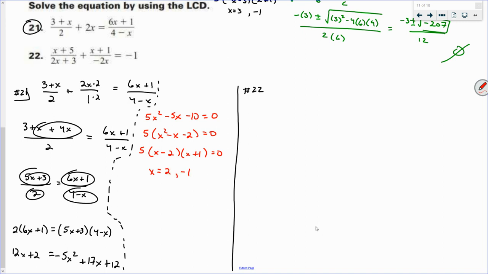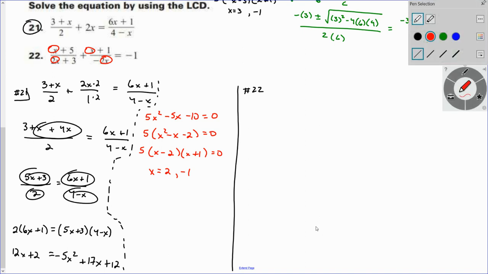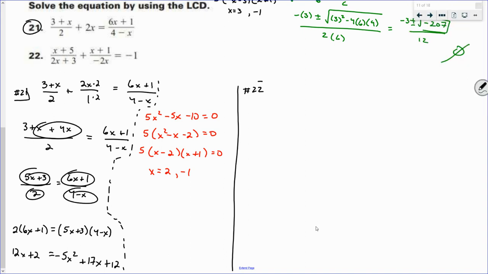I will again leave it up to you to put our answers in for these x's and see if there's anything that is extraneous. Not for those x's, those are 22, but for 21's problem. All right, 22.